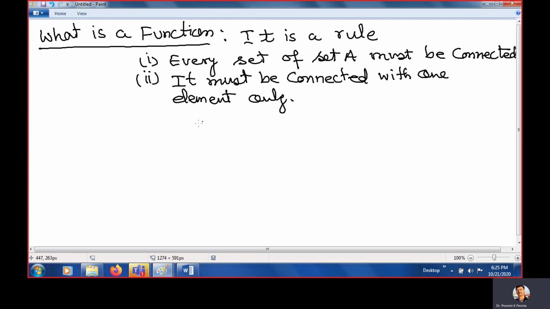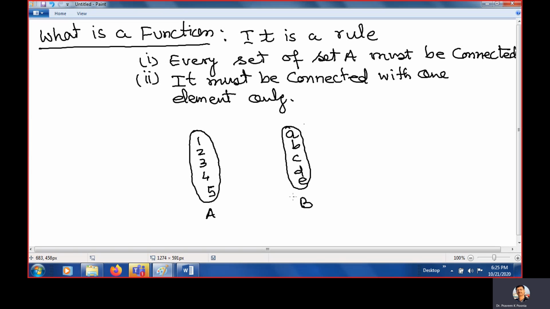Clear? So if I'm taking a set A here, sets are denoted like this one in case of function. This is set A and this is set B. Clear? Here I'm taking 1, 2, 3, 4, 5. Clear? Here I'm taking A, B, C, D and E. Clear? And there is a function we are defining in between A and B.